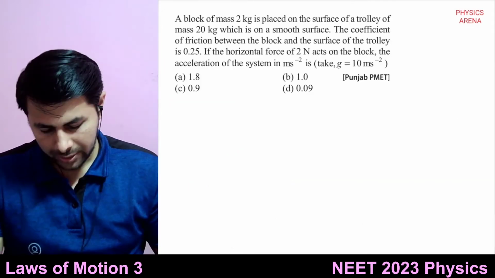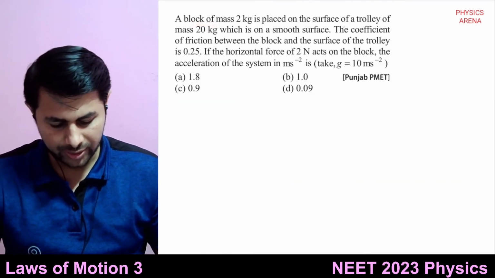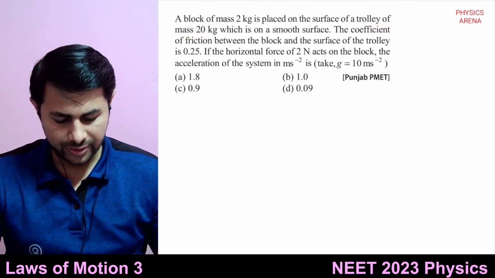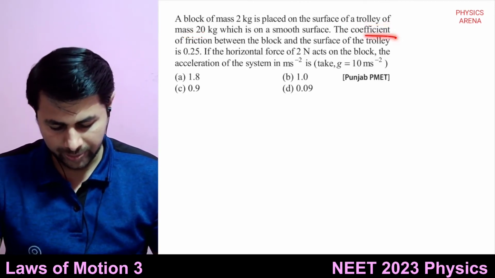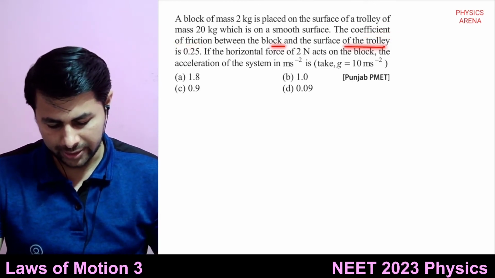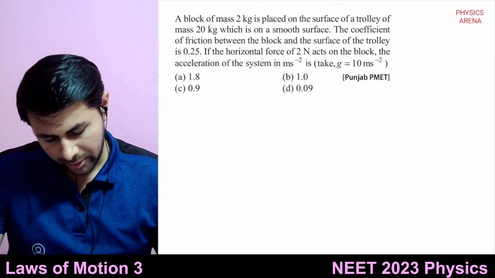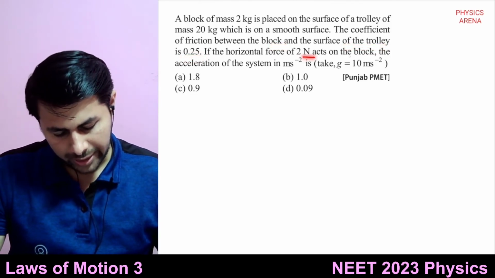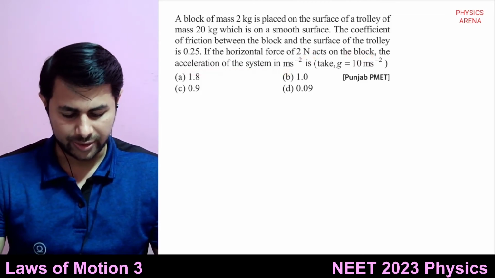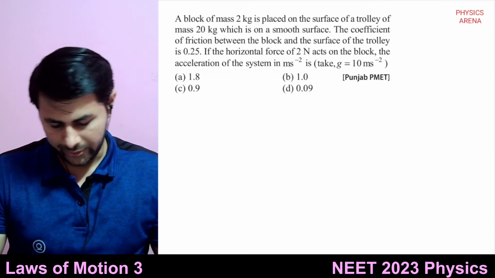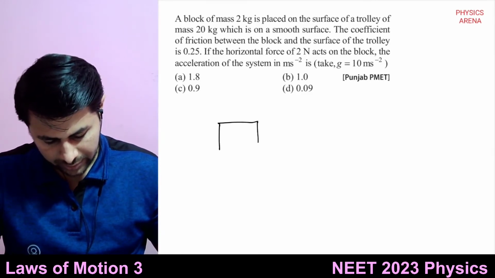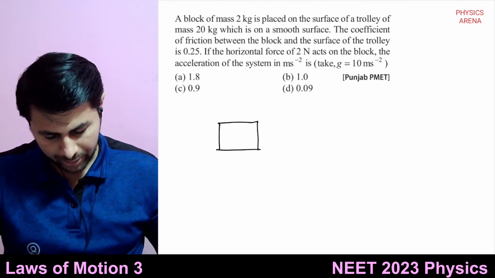Okay. A block of mass 2 kg is placed on the surface of a trolley of mass 20 kg, which is on a smooth surface. The coefficient of friction between the block and the surface of the trolley is 0.25. If a horizontal force of 2 Newton acts on the block, the acceleration of the system in meters per second square is... Okay, so there is a block kept on a trolley.